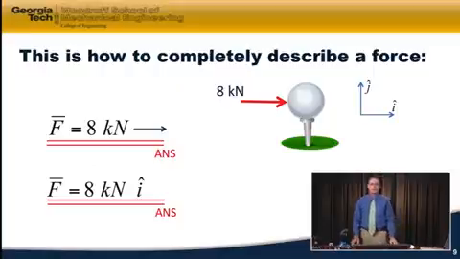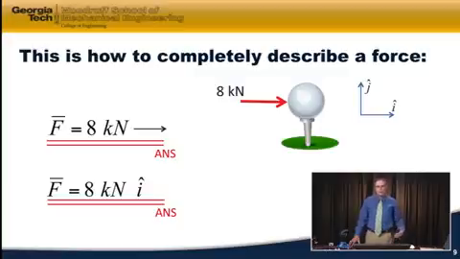So here's how we would completely describe a force. This is an example of a golf ball. A golf ball typically gets about 8, sometimes as high as 10 kilonewtons of force at impact. So I've drawn an 8 kilonewton force here. It's acting to the right, and I have my Cartesian coordinate system, i and j. And so the force can be described as 8 kilonewtons to the right, or 8 kilonewtons in the i direction. So I have my magnitude, I have my direction, and the other thing you want to also include always is the units themselves, so that we know it's in kilonewtons, and that's the SI system rather than pounds.